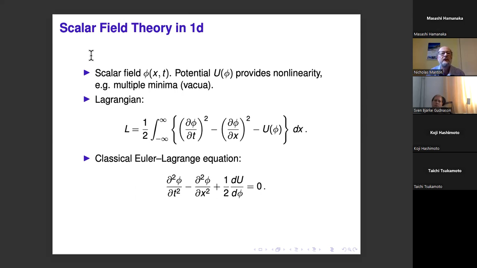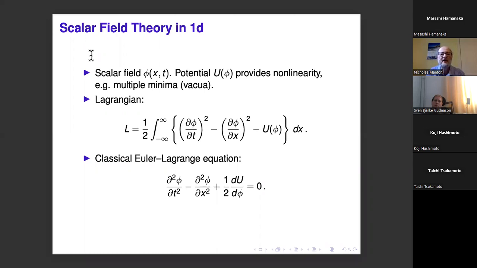So you have a single real scalar field, phi. It's a function of space x and time t. x is just one spatial variable. And there's a potential U, depending just on phi, that provides the nonlinearity. And U could have multiple minima. The minima of U could be not unique, and that can create the possibility of kinks.